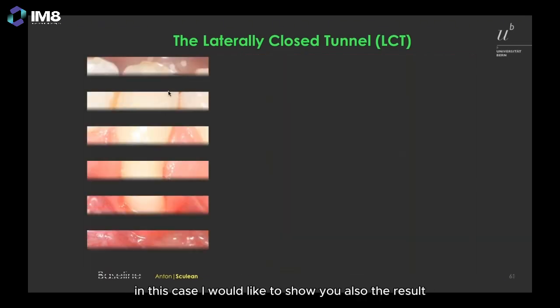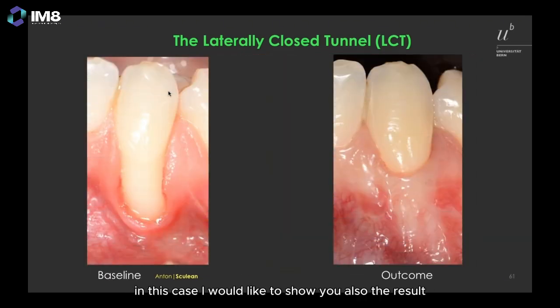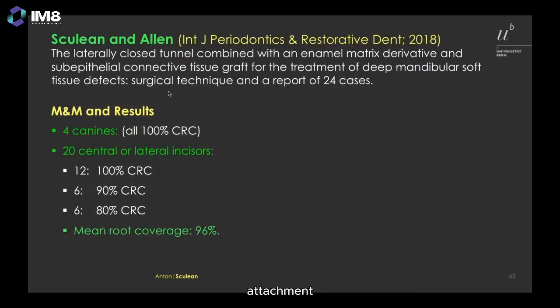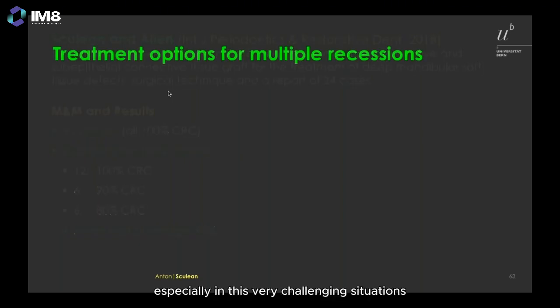In this case, I would like to show you also the result. And please observe a complete root coverage, very nice color, and the probing depth is about 1 millimeter. In other words, we have about 30 millimeters of new connective tissue attachment. And please observe the results that we have published together with my friend Dr. Allen, which are excellent, especially in these very challenging situations.